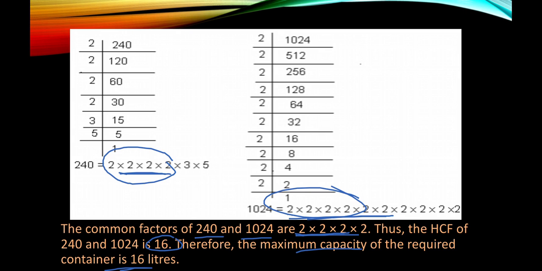In this way you have to solve the word problem. First you have to write whatever you have to find, that is HCF or LCM. Then you have to prime factorize each number, then find the common factors, then you get the HCF.